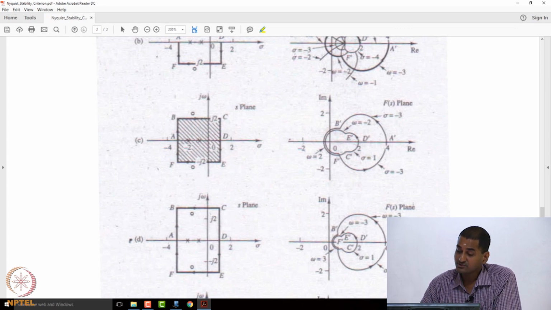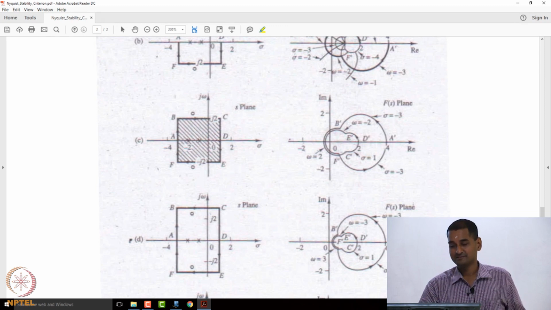So now within this closed contour in this S plane, how many zeros and how many poles of f of s are present? What are the values of Z and P? Z is 0, right? Because the 2 zeros lie outside. What is the value of P? 2. So what is Z minus P? -2.